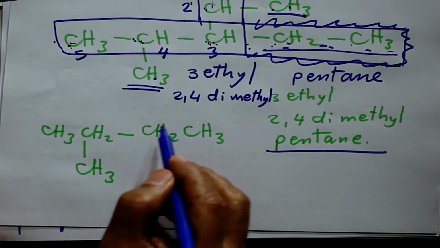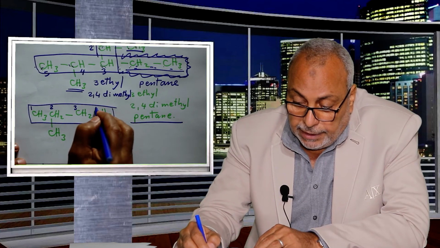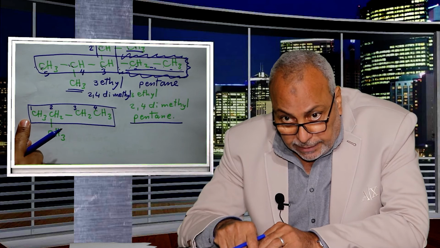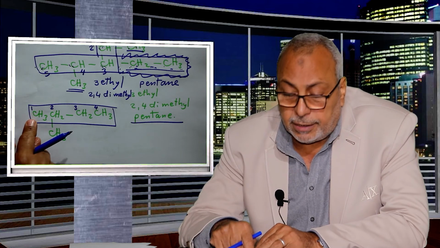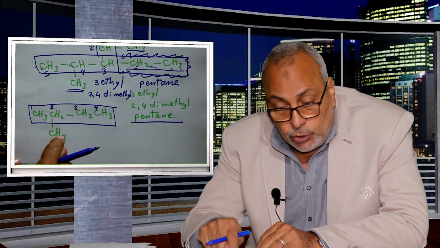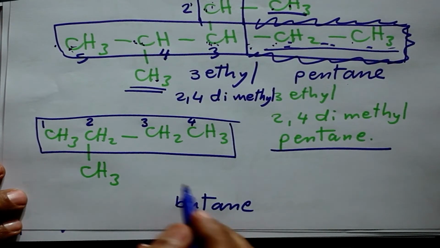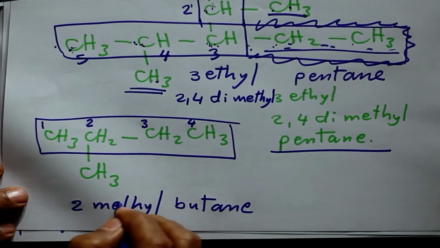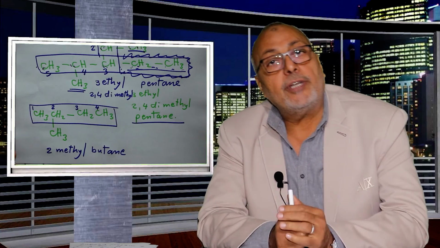Another example: 1, 2, 3, 4, and we have a branch. We ask ourselves, why do we start from this end, not the other? Because this end is near the branch. The methyl branch is attached to carbon number 2. So butane, and at carbon number 2 we have methyl: 2-methylbutane. We will summarize the nomenclature of organic substances.